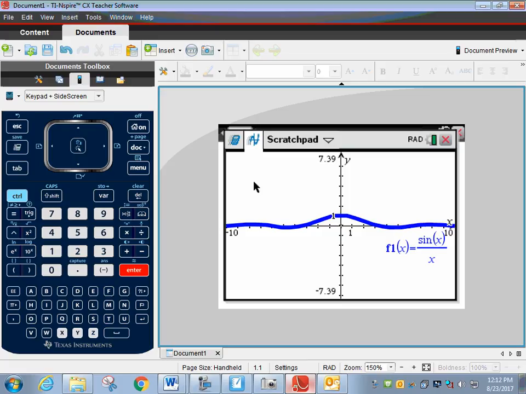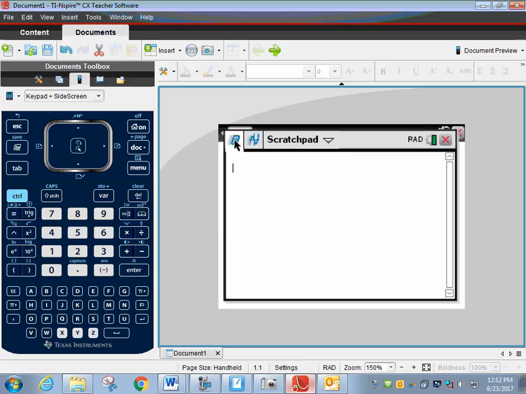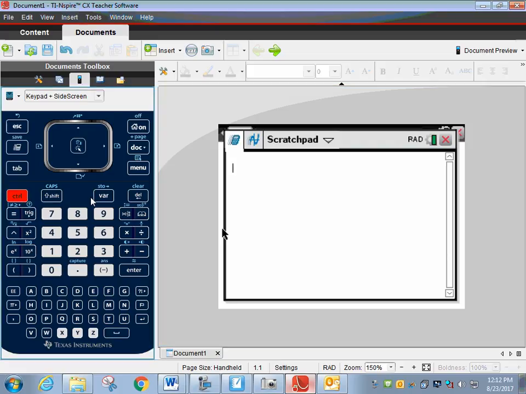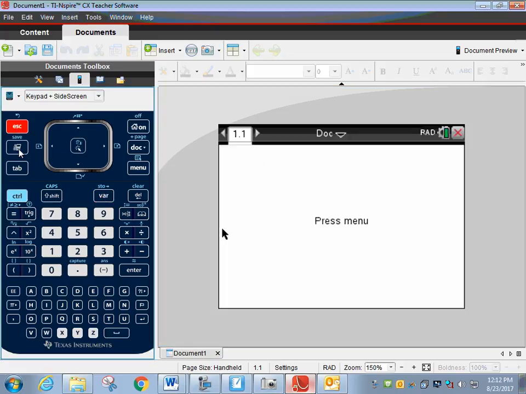But the goal is to make a table, okay? So we're going to show the table. Go back to your scratch pad. All right, now that the function is defined, then when you go to vars, oops, that's not what I wanted to do.